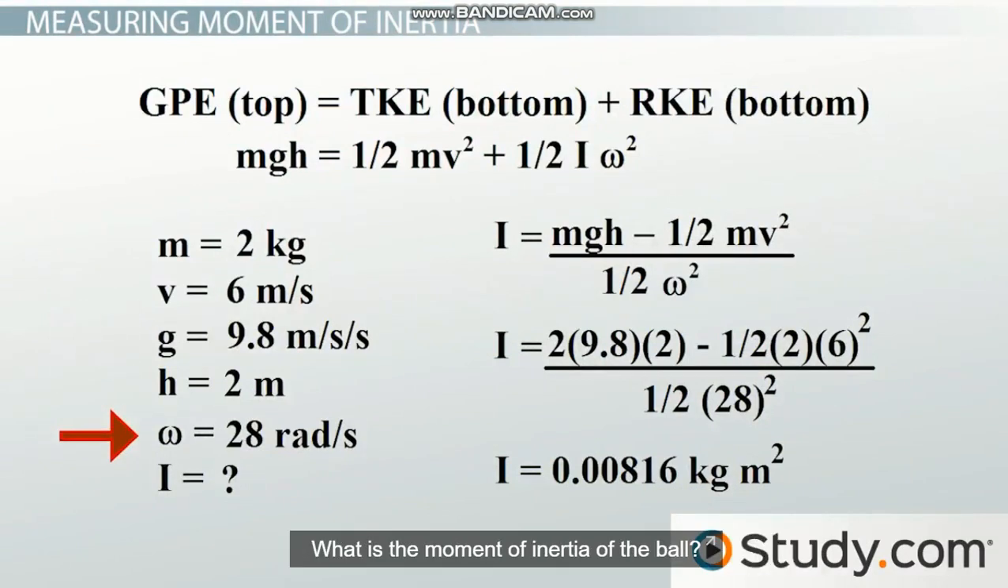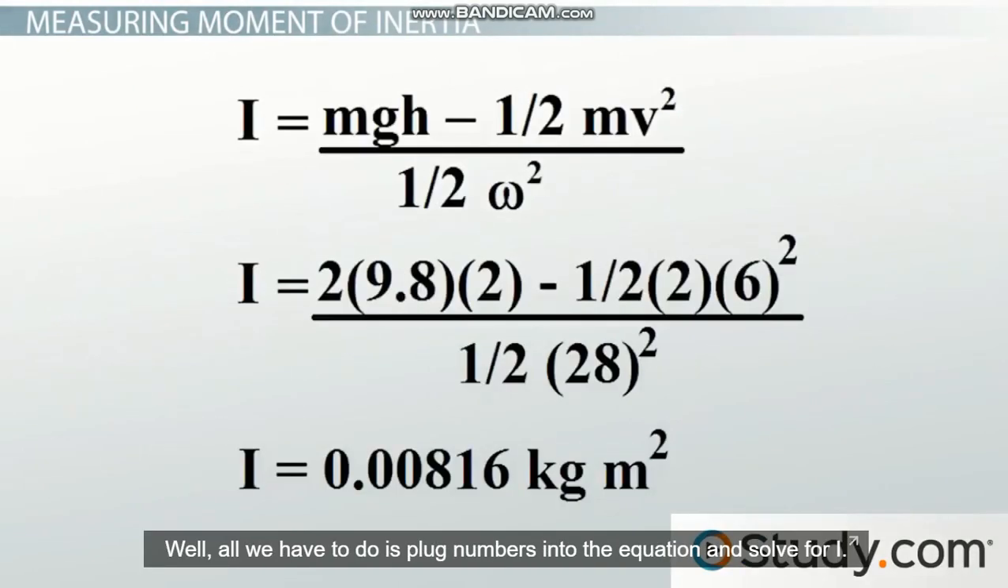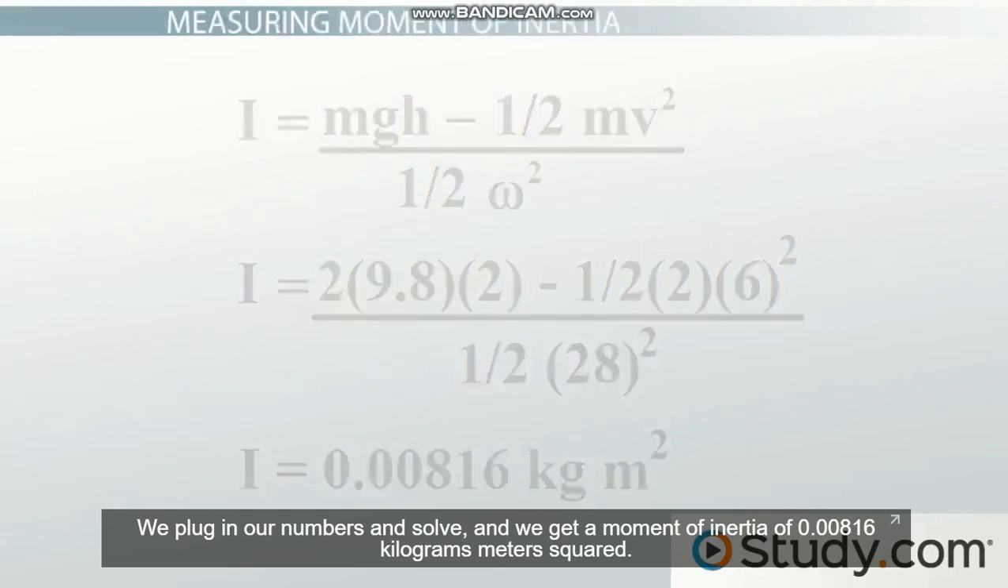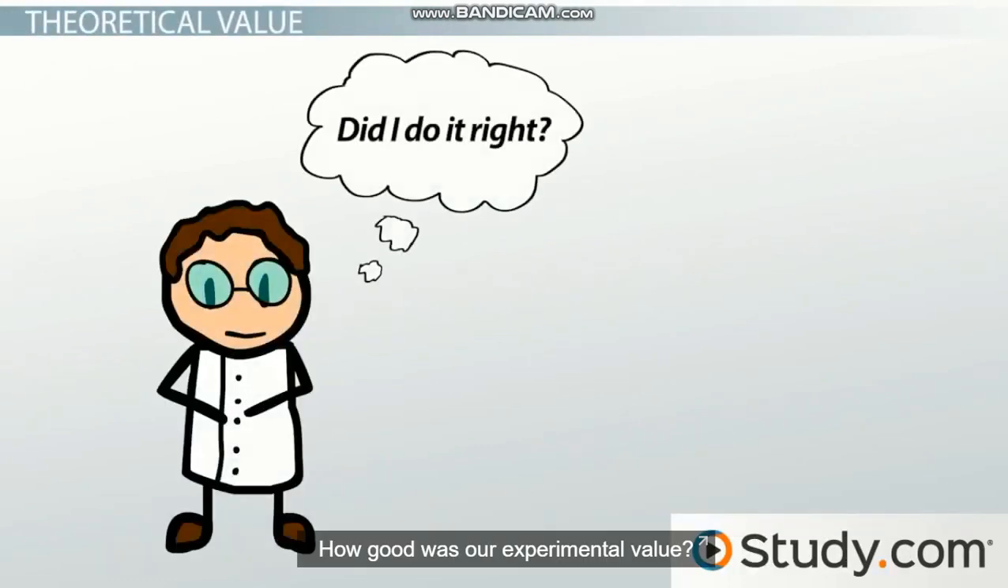What is the moment of inertia of the ball? Well, all we have to do is plug numbers into the equation and solve for I. After doing a lot of algebra to make I the subject, we end up with this final equation. We plug in our numbers and solve, and we get a moment of inertia of 0.00816 kilograms meters squared.